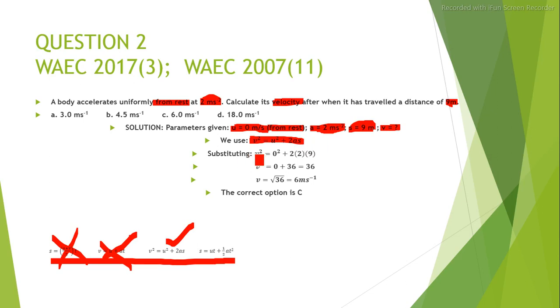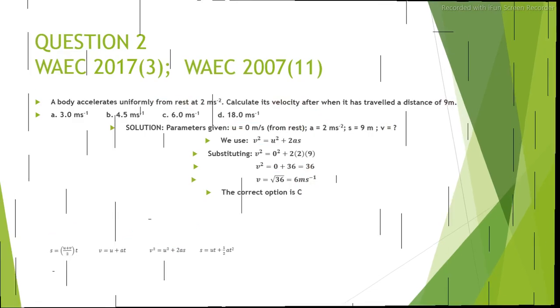So we substitute. We are looking for the final velocity v. So we have v squared equals u, which is 0 squared, plus 2 times a, which is 2, times 9. 2 times 2 times 9 will give us 36. So 0 squared is 0. 0 plus 36, we have 36. Taking the square root of both sides to get our v, square root of 36 is 6 meter per second. So the correct option is C, 6 meter per second. So that is our velocity. Do you understand that? So that's the velocity of the car. Now let's look at the next question here.